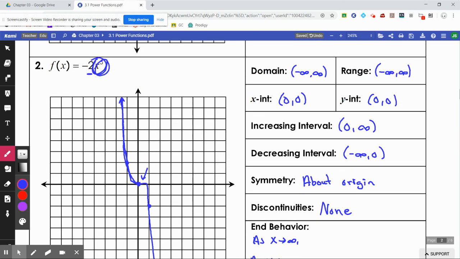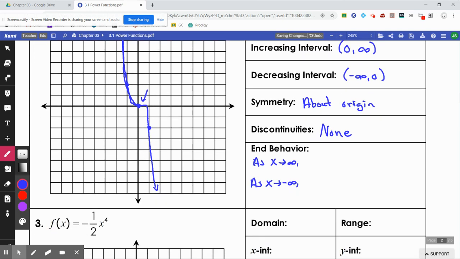End behavior, again, this is a classic end behavior because it is an odd function, and it has a negative out front, which means it flipped it down. So as we go to the right, our graph will go down, and that'll be negative infinity. As we go to the left, our graph will go up.